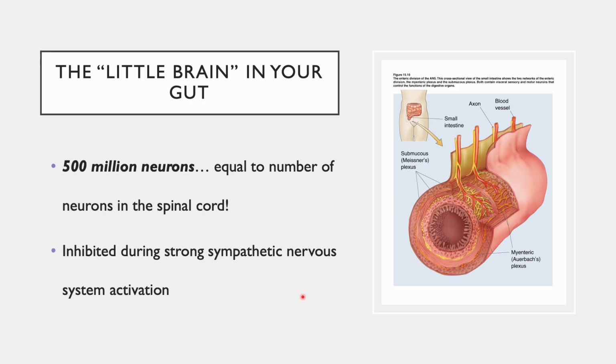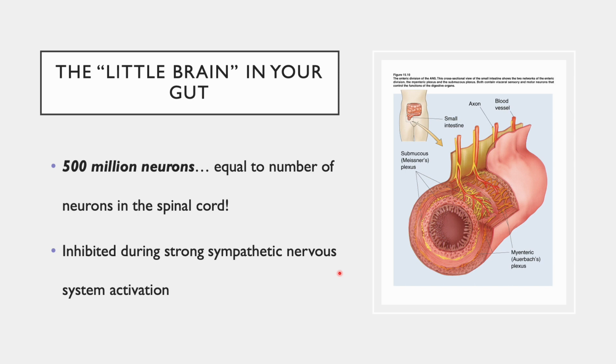So the enteric nervous system, as I mentioned, is basically like a mini brain in our gut. There are over 500 million neurons, equal to the number of neurons in the spinal cord, that live in the gut, for example, in the small intestine shown here.